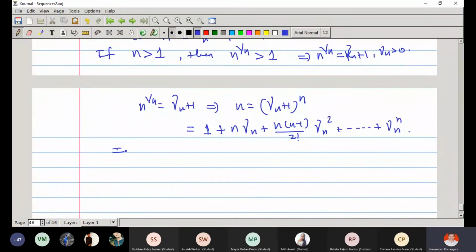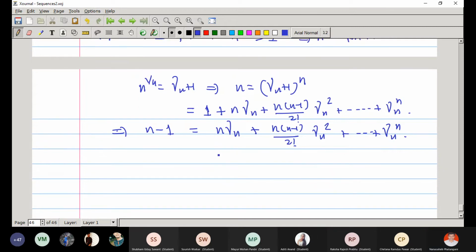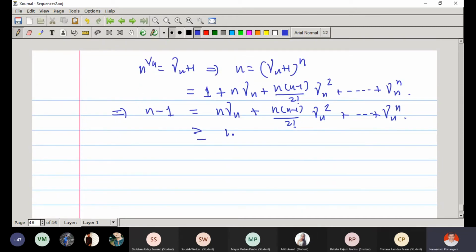Okay, so therefore, I will subtract 1 from both sides, so n minus 1 equals n gamma n plus n into n minus 1 upon 2 factorial gamma n square and so on, up to gamma n raised to n. Now on the right hand side there are many terms. If I delete some terms, what will happen? And which terms am I going to delete? Can I say that this is greater or equal to n into n minus 1 upon 2 factorial gamma n square? So I will delete this term and all remaining terms. The resulting expression is smaller now, correct? Yes, sir.